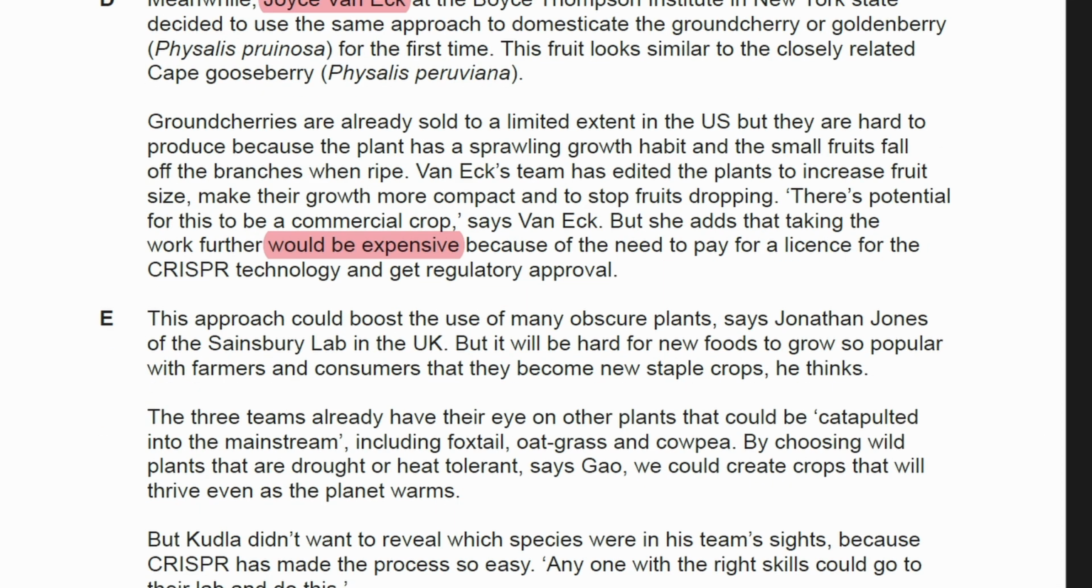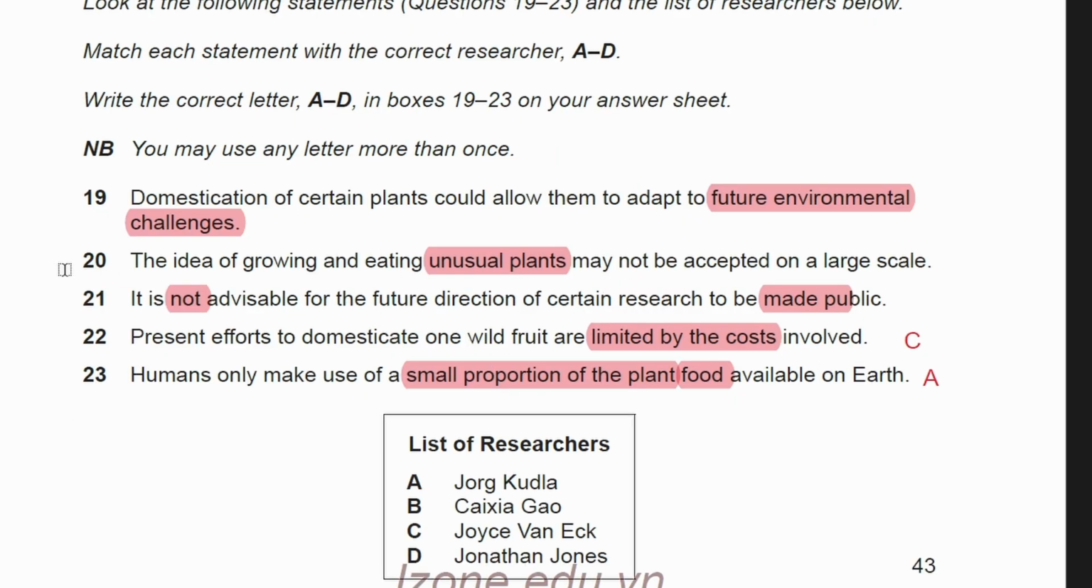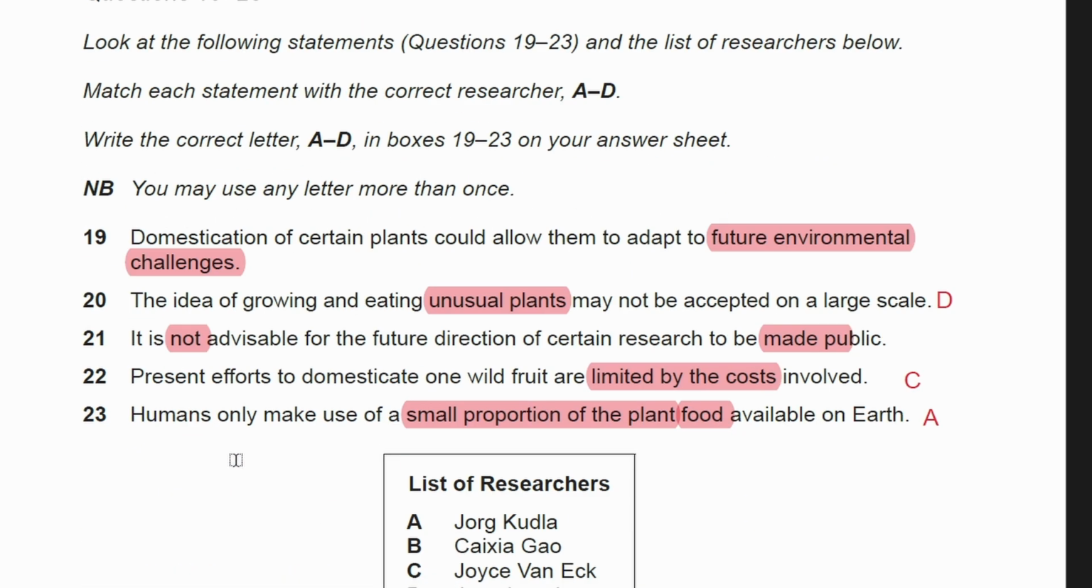The remaining three questions will be from section E. We have Gao, we have Kudla, we also have Jonathan Jones, that is option D. Jonathan Jones talks about obscure plants, or as question number 20 says, unusual plants. So the answer to question number 20 is D. And Gao talks about drought and heat tolerant and as the planet warms, which means future environmental challenges. The question number 19's answer is B.